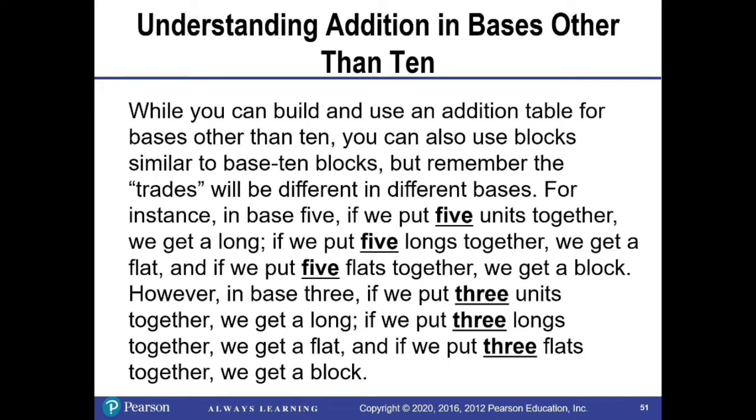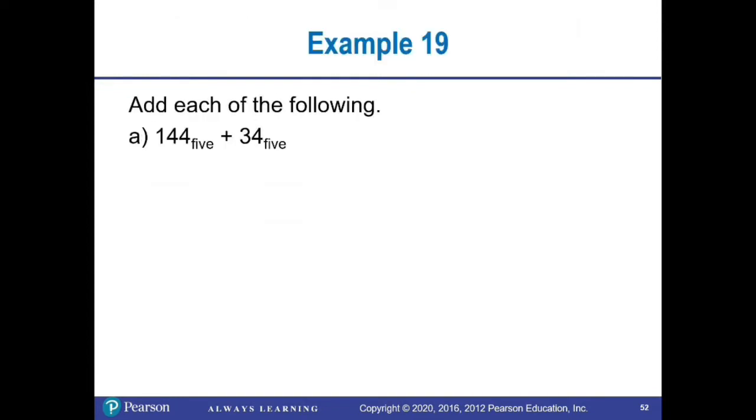If you remember, in base 10, 10 units made a long, 10 longs made a flat, and 10 flats made a block because we were in base 10. Now, if we're in base 5, our trades work a little bit differently. In base 5, 5 units make a long, 5 longs make a flat, and 5 flats make a block. Or if we're in base 3, 3 units make a long, 3 longs make a flat. So let's look at an example.